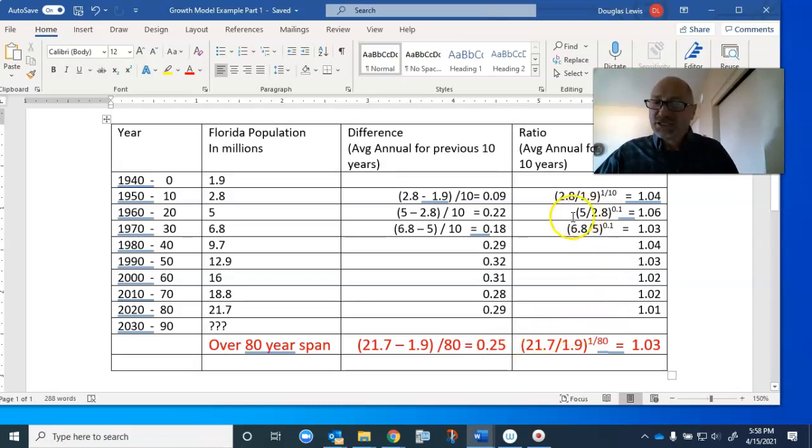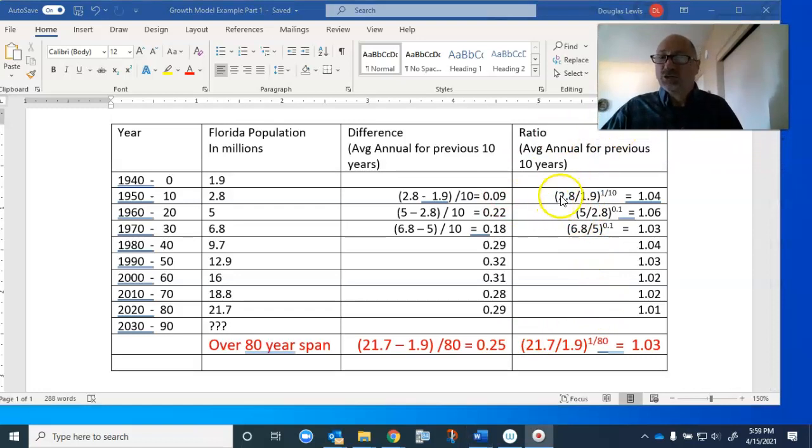Now to do the common ratio, you divide subsequent values, right? 2.8 divided by 1.9. Now of course this was a 10-year span, so I had to take the 1/10 power of those, or the 10th root. So I had to raise this to the 1/10 power. 2.8 divided by 1.9, all of that to the 1/10 is 1.0, it's really 1.0, I can't remember, 39 or something, but I rounded off to the nearest hundredth. And then similarly, instead of 1/10, I use 0.1. It's the same thing, right, as a decimal. So I did all these divisions, took the 1/10 power, and here are the ratios.